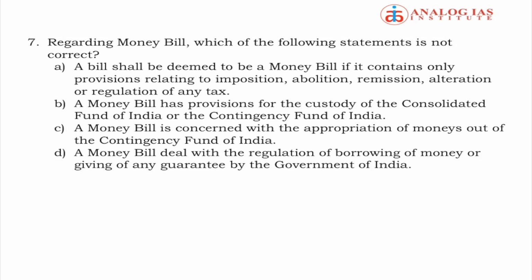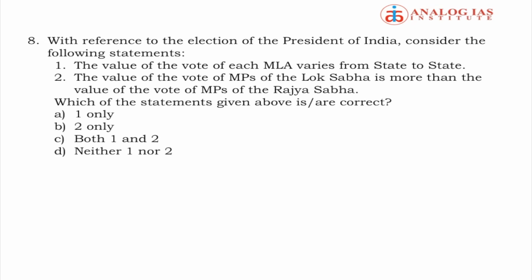Now we come to the next question. With reference to the election of the President of India, consider the following statements. First, the value of each MLA varies from state to state. Yes, the statement is correct. According to the Constitution, a value has been assigned to the vote of every MLA and that value depends on the population of the state to which the MLA belongs. And thus, the value of vote varies from state to state, and UP being the largest state in terms of population, the MLA of UP has the highest value attached to his vote.